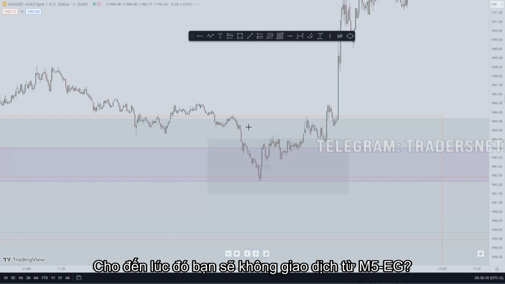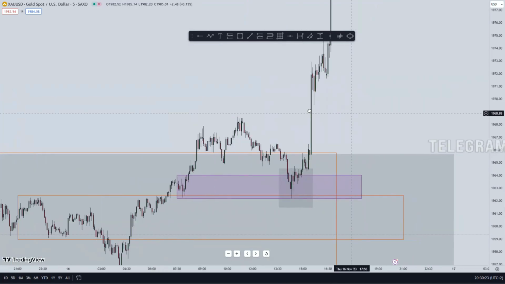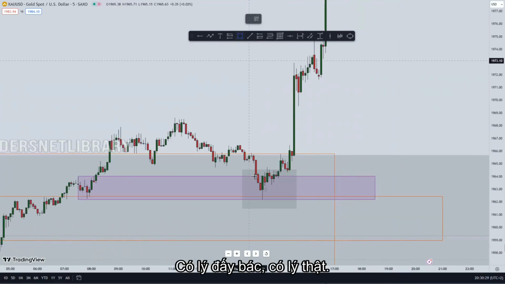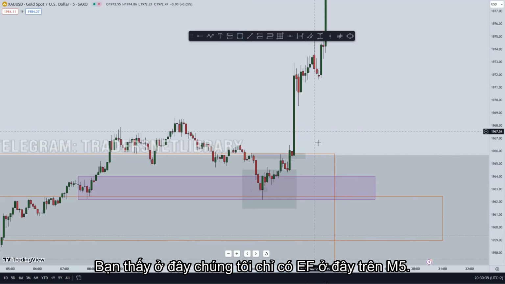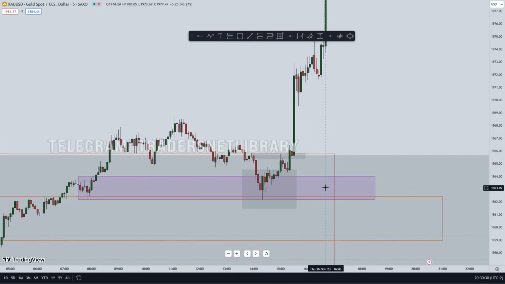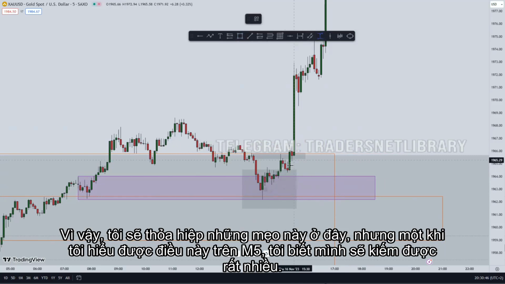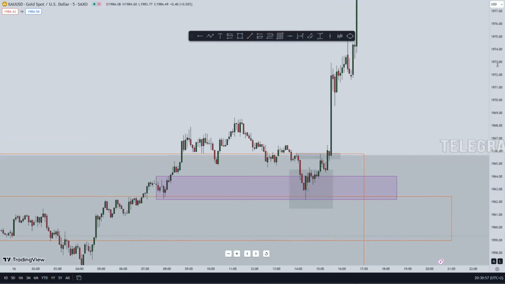Till then you won't trade from M5 EG? Yeah, from that M5 EG, I won't trade. Because sometimes it's trapping actually. Makes sense, bro. You see here, we only had EF here on M5. So this will be my entry if this zone was bigger than 30 pips. So I will compromise these pips here. But once I get this on M5, I know I'll make a lot because I will put more.